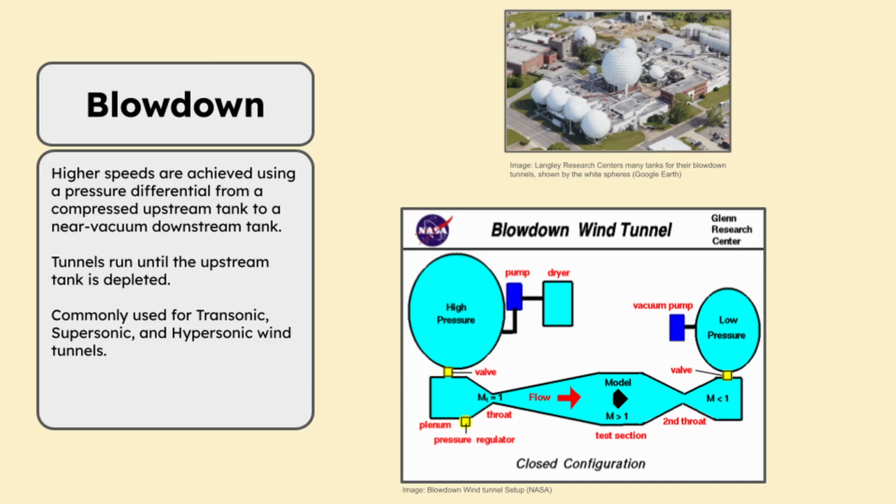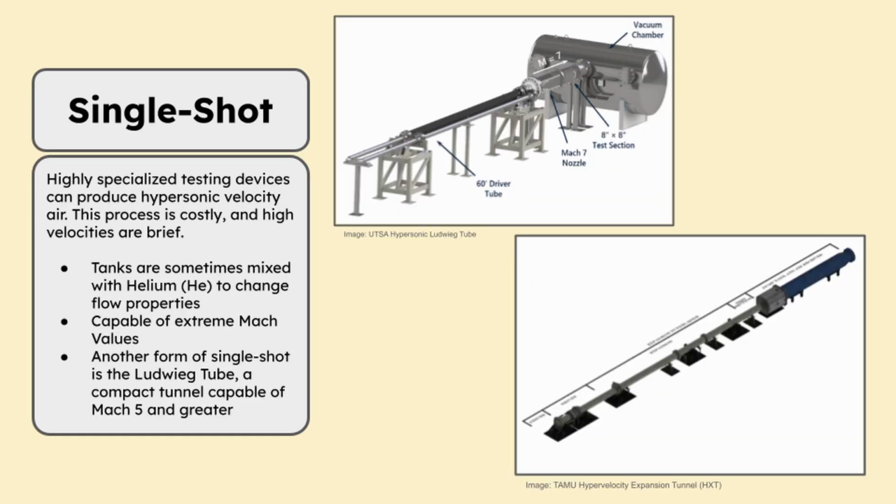Blowdown tunnels use a pressure difference to drive the speed of the tunnel. With a high-pressure tank in the upstream and a low-pressure tank in the downstream, speeds of high subsonic to high supersonic can be achieved. Single-shot wind tunnels are driven by an extremely high-pressure canister separated by diaphragms that break at a certain pressure that are matched with specified Mach values.